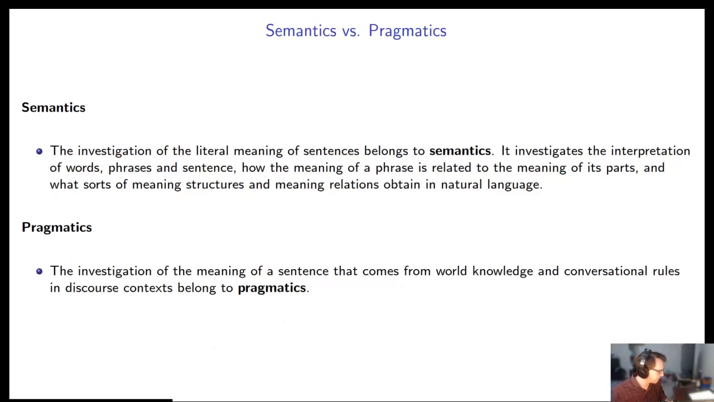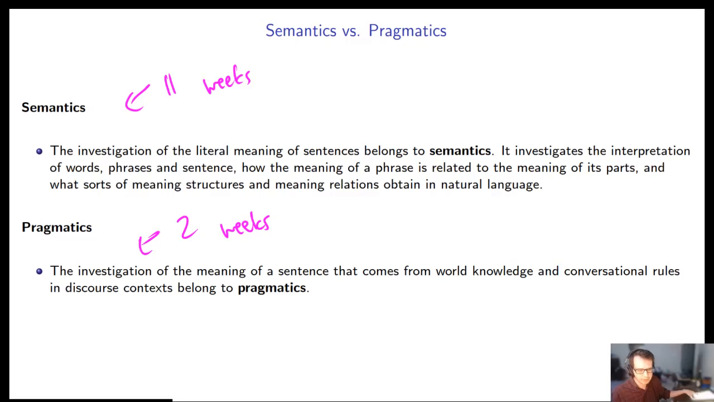So to summarize the two, and just so we're on the same page here, literal meaning is semantics, and meaning that comes from real world knowledge and conversational rules and from people's expectations is pragmatics. So this is the focus of our course for about 11 of the weeks, and for about 2 weeks, we do pragmatics. So next Tuesday, we'll talk a little bit about presuppositions and implicature in pragmatics.